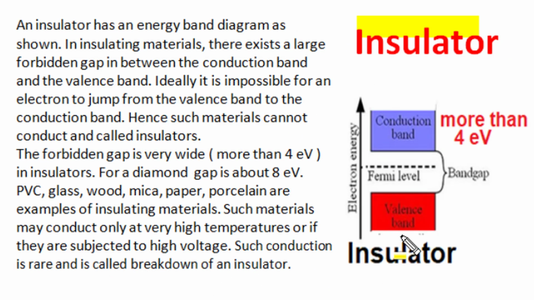Insulator has an energy band diagram as shown here, and there exists a large forbidden energy gap interval between valence band and conduction band, and ideally it is impossible for an electron of valence band to jump and surpass this forbidden energy gap interval to join conduction band. Hence, due to absence or very small amount of electrons in conduction band, such material cannot conduct electric current or heat, and they are called insulator.